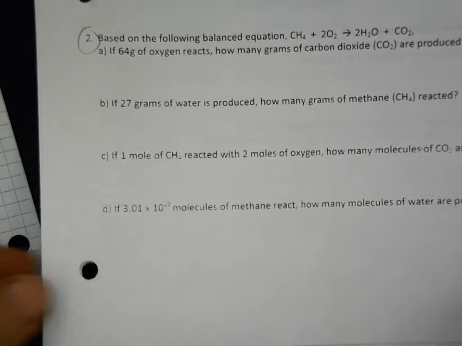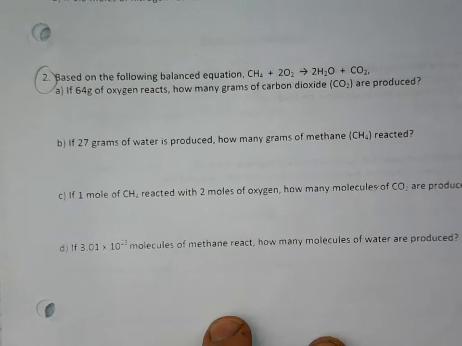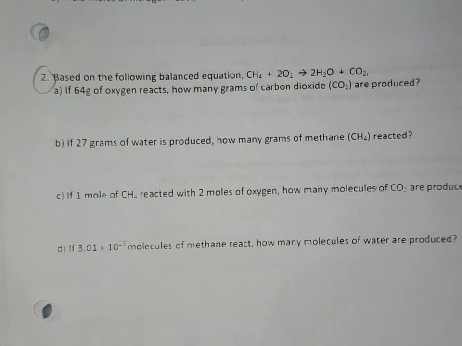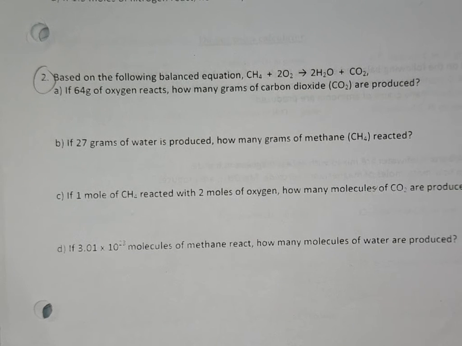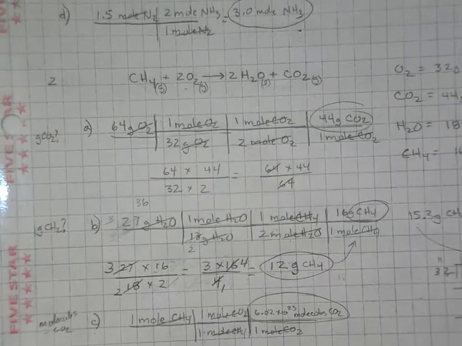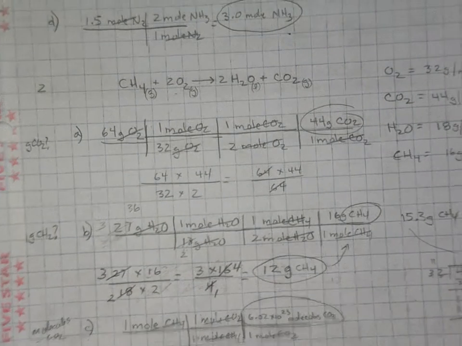So for stoichiometry problem 2, here's the problem that we have set up. We're working with methane and oxygen, going through a combustion reaction, making water and CO2. So set this up. For A, and let me zoom in a little bit more, you should have had this set up.